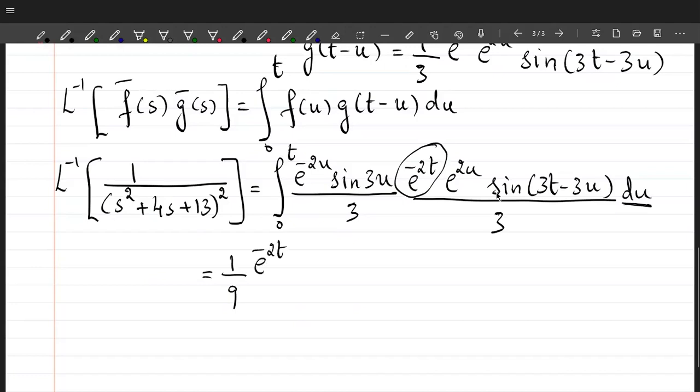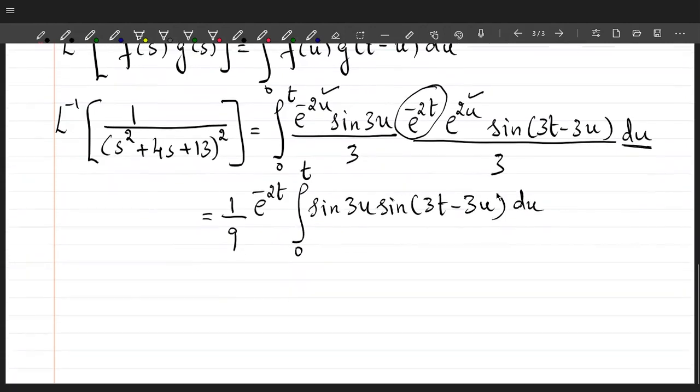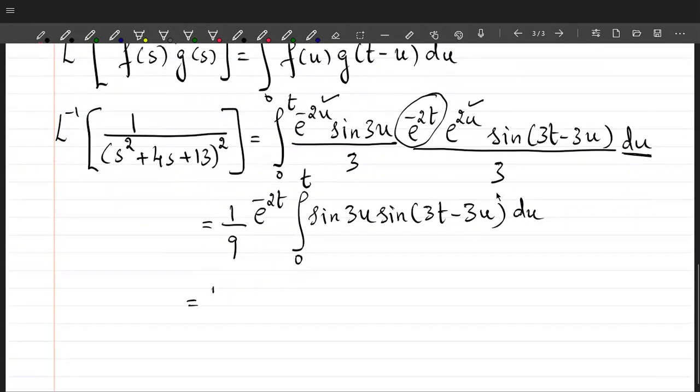Then I have e power minus 2u, which needs to be multiplied with e power plus 2u. What is e power minus 2u multiplied with e power plus 2u? That's equal to e power 0, so I get 1. So I think I should get inside the integral, integration from 0 to t, sine of 3u multiplied with sine of 3t minus 3u, and both of them should be integrated with respect to u. So now that's equal to 1 by 9 into e power minus 2t.